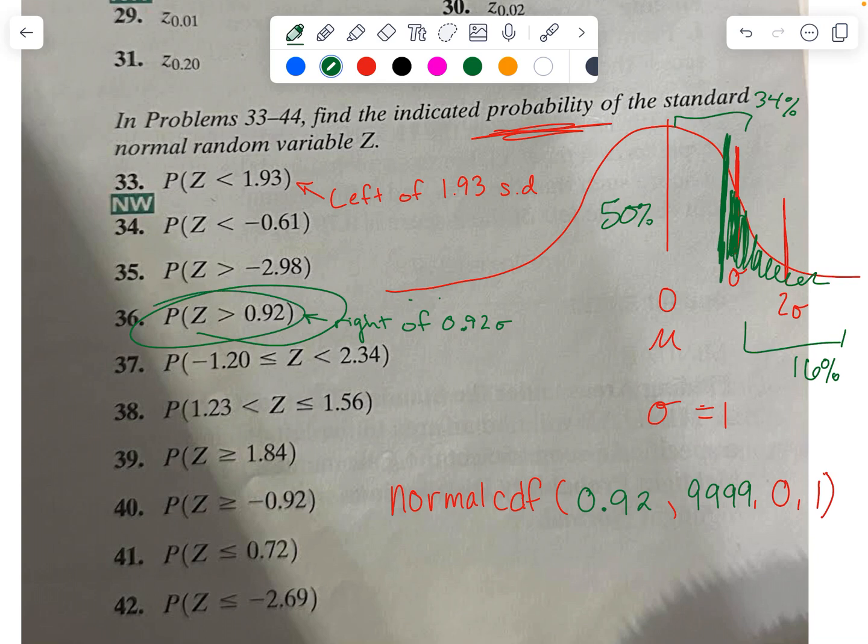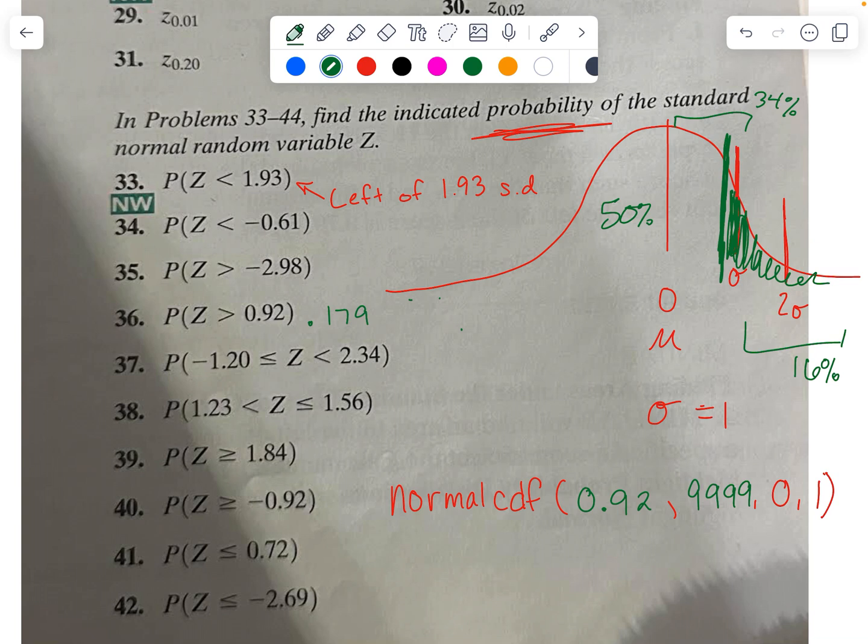This answer should be 0.178. So this would be 0.1787, or 0.179. So there's a 17.9% chance, or the probability is 17.9%, that Z is greater than 0.92.